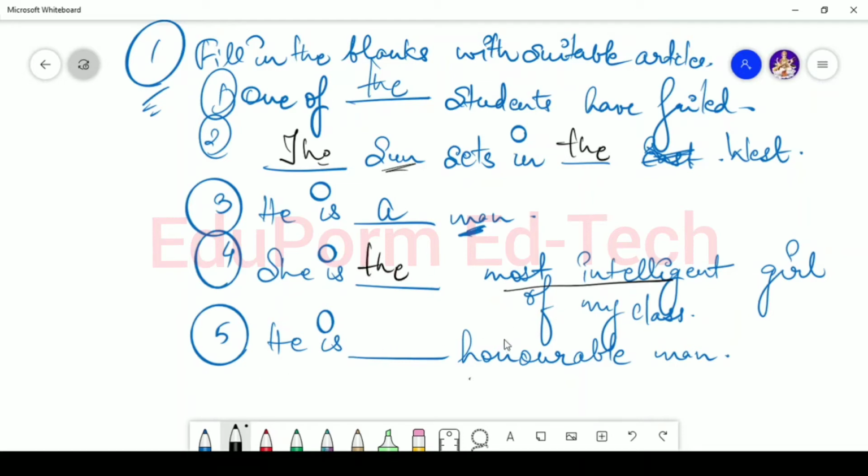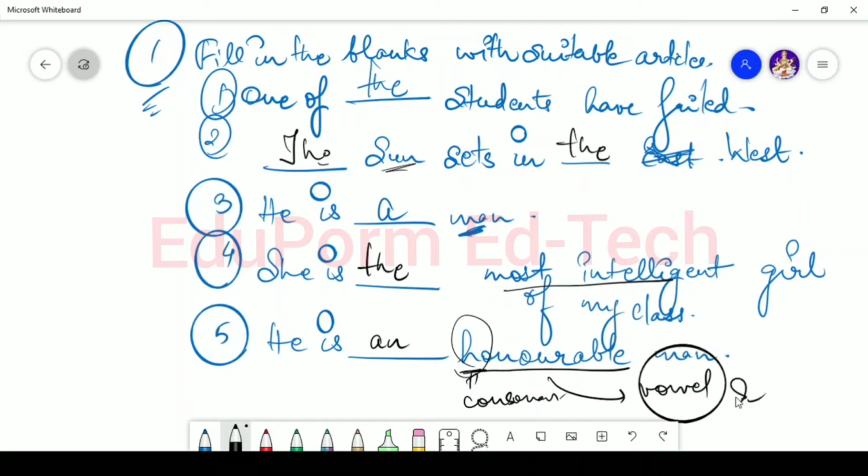Then he is dash honorable man. What will come here? A, an, or the? An will be used here. Why? Because although honorable is a word which starts with a consonant, it sounds like a vowel. That is why an will be used here. Okay, so this is one such pattern of question. Now let's see the second pattern.